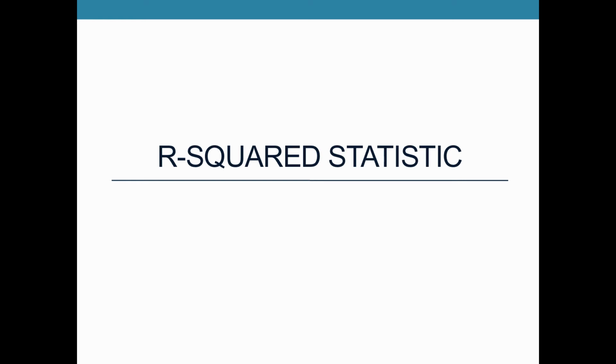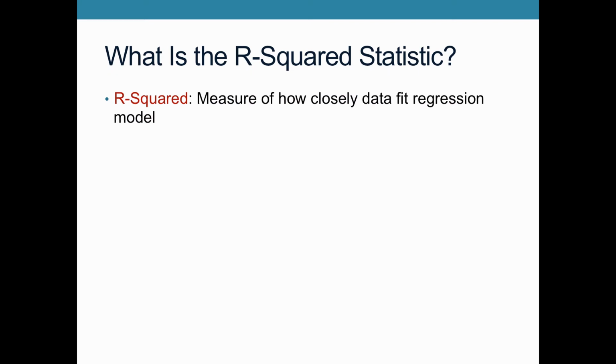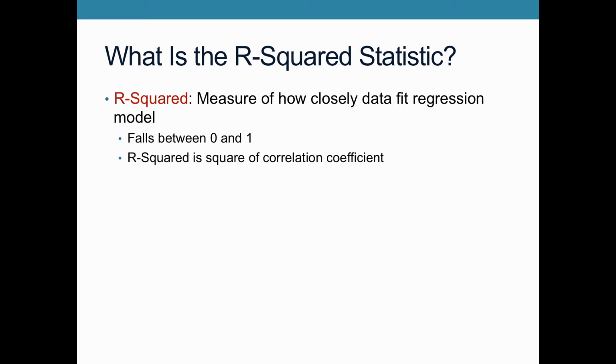This lecture will define the R-squared statistic, and I'll compare it with the correlation coefficient that we learned about last time. So what is R-squared? R-squared is a measure of how closely our data fit the regression model. And so this is looking once again at how closely our observations fall to that line. Are they all scattered about, or are they pretty much close to that line? And so it goes between 0 and 1, with 0 meaning that our data are all over the place, that they basically don't fit the regression model at all, and 1 meaning that they are perfectly on the line.